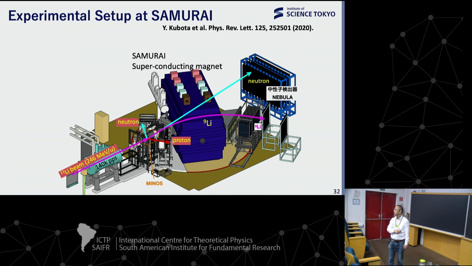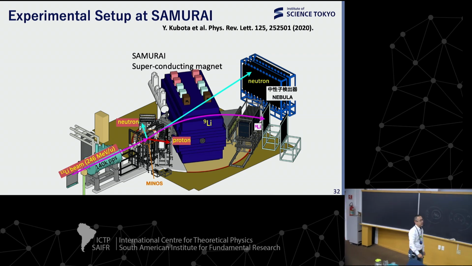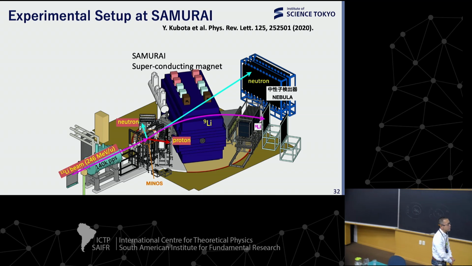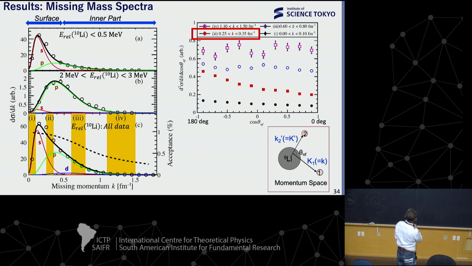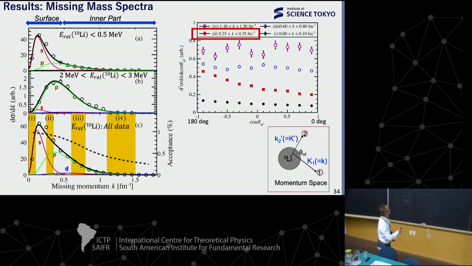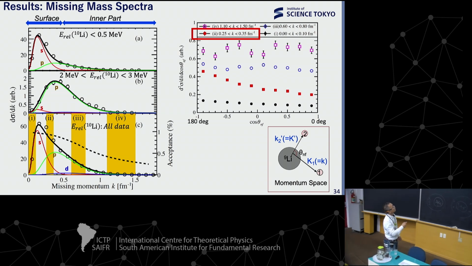So that's a difference, yes. Any other question? Okay. Obvious. I still want to understand this plot that you made with the missing momentum of lithium in the case of lithium-11. This one? Yes, those ones. So the relative energy is the energy between the neutron and lithium-10.